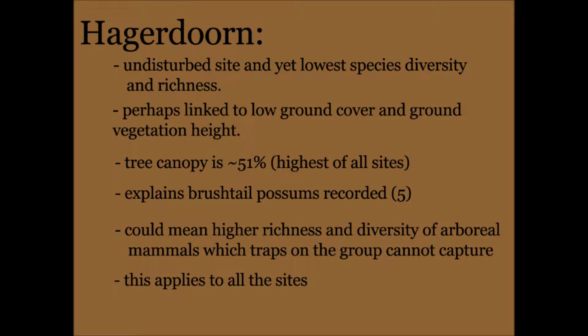The results of Hagedorn reflect the limitations of the trapping methods. Despite being an undisturbed site, it had the least species diversity of all the sites. This could be due to its low ground cover and vegetation height. However, Hagedorn had the most tree canopy cover, which explains the abundance of possums. This suggests a higher diversity of arboreal species that the traps failed to capture.